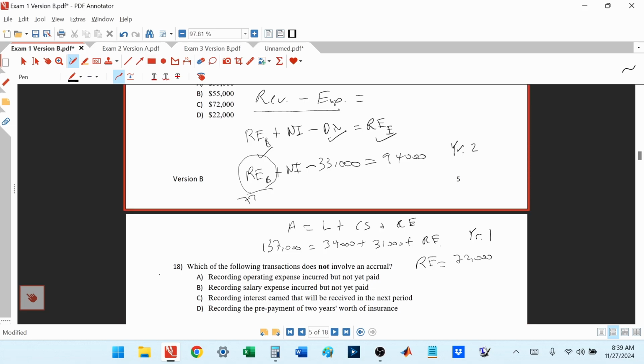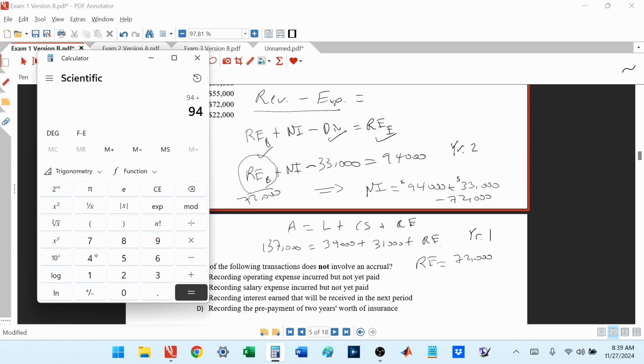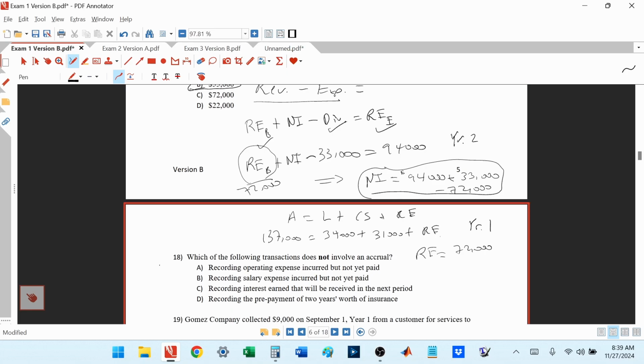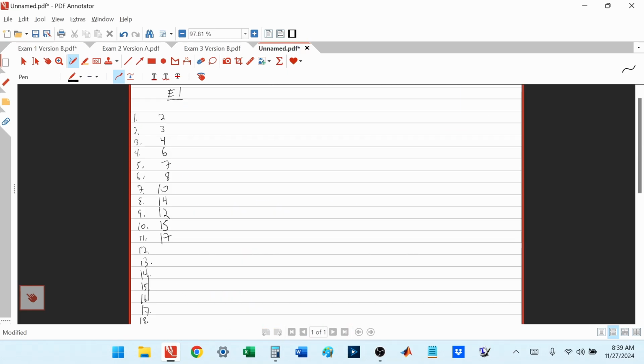Now plug that in up here and then solve this equation. So that implies that net income during year 2 equals the $94,000 retained earnings balance at the end of year 2. Add back the dividends, just do algebra, and then subtract the beginning balance. So 94 plus 33 minus 72 is 55. So we did 17. Let's go ahead.